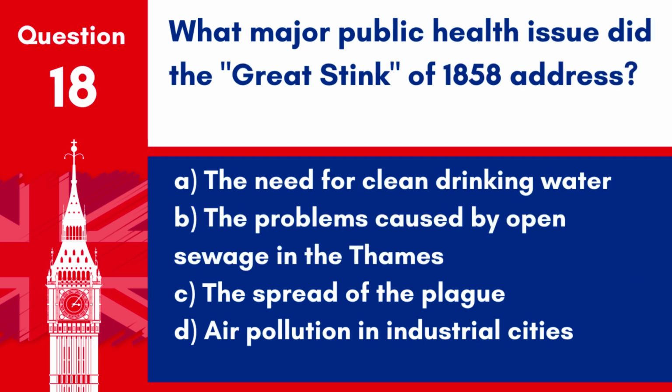Question 18. What major public health issue did the Great Stink of 1858 address? A. The need for clean drinking water. B. The problems caused by open sewage in the Thames. C. The spread of the plague. D. Air pollution in industrial cities. Answer. B. The problems caused by open sewage in the Thames. The Great Stink of 1858 led to significant improvements in London's sewage system.